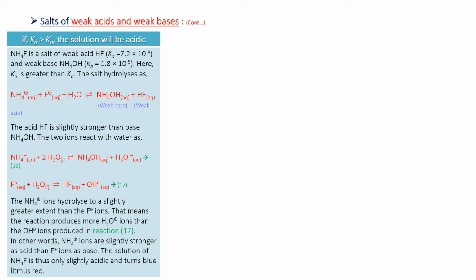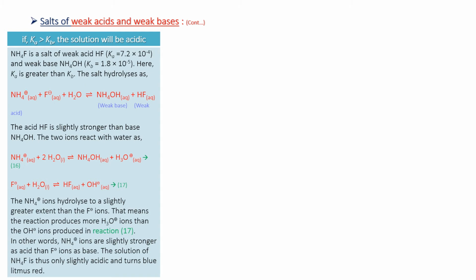Now if you dissolve the NH4F salt in water, what is your product? NH4 plus, F minus plus H2O gives you NH4OH plus HF. Now see, as we know, HF has a greater Ka value as compared to Kb, meaning it is slightly stronger than your base NH4OH. So now what happened? Your NH4 plus now reacts with the water and you get NH4OH plus H3O plus.